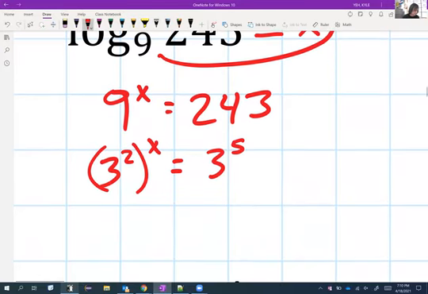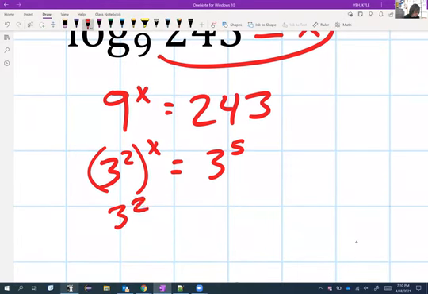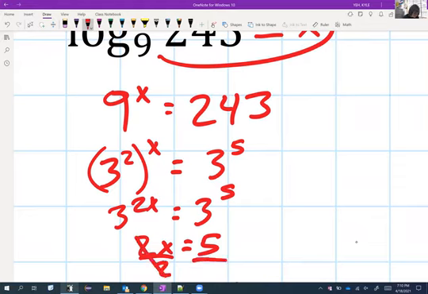Just like in 9.1, exponent rules. 3 to the 2x power equals 3 to the 5th. Now that the bases are the same, 3 and 3, we're comparing apples to apples. So we can just say 2x equals 5. Divide by 2 on both sides. X equals 5 halves.